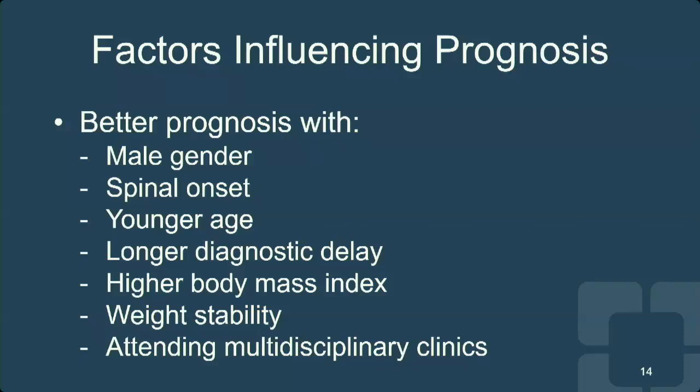Having a higher baseline body mass index and weight stability when they're sort of early in their disease course are actually positives. And we know that people who attend multidisciplinary clinics are going to have a better prognosis just having access to additional resources and care.